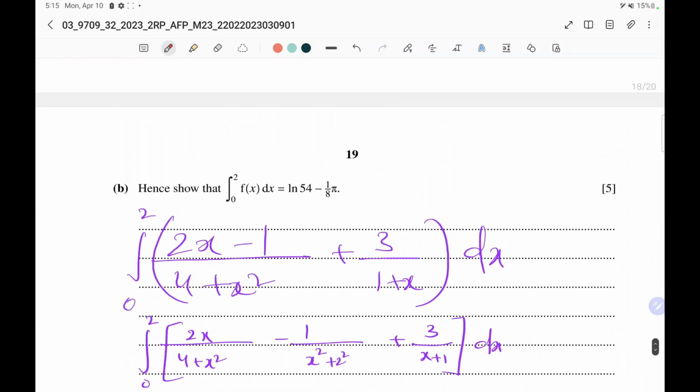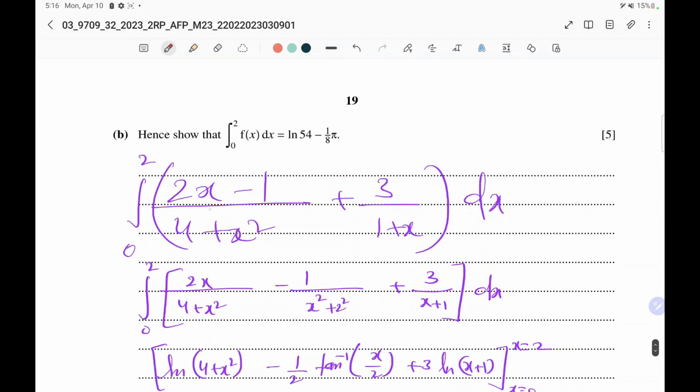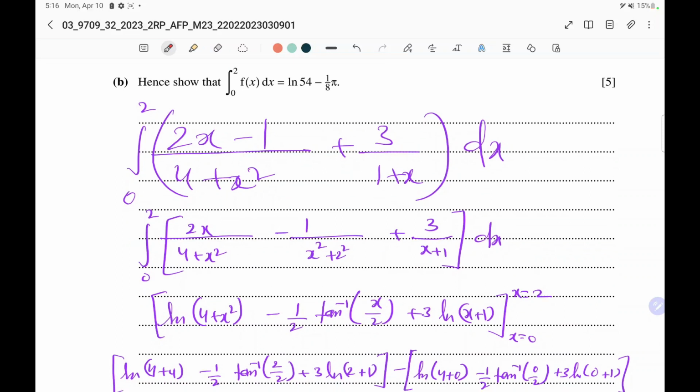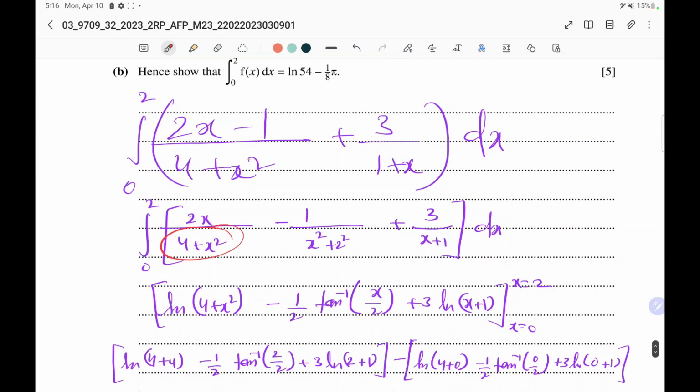Now we need to integrate that. So (2x minus 1) over (4 plus x square), and 3 over (1 plus x). So just break it: 2x over (4 plus x square) minus 1 over (x square plus 4), where 4 can be written as 2 square, and 3 over (x plus 1). And now integrate. If the numerator is the differentiation of the denominator, like if the denominator is f of x, then the numerator is f dash x, so f dash x over f x integration is ln f x.